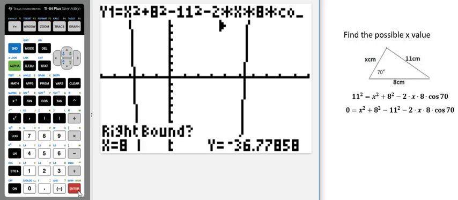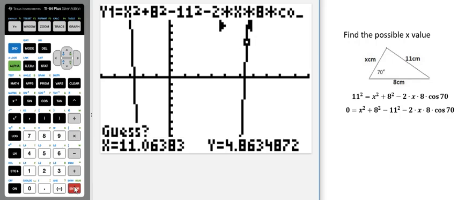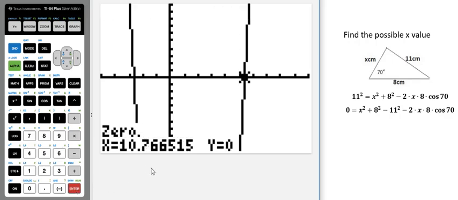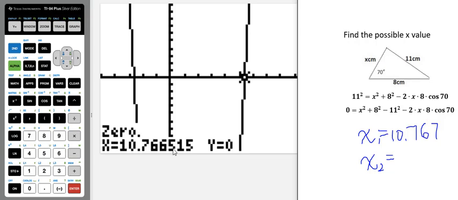Then I press enter. Then for the right bound, I need to move to the other side. I can press enter, that's the right bound. Then press enter. You got x equals 10.7. We got x1 equals 10.767.